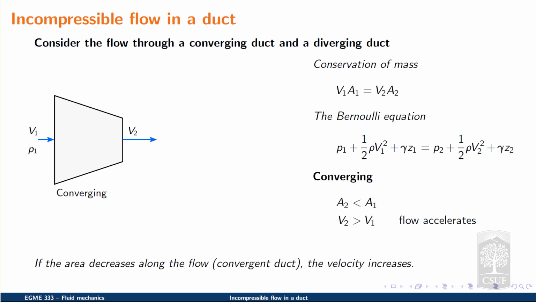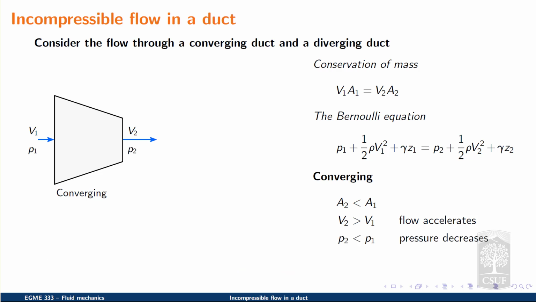To consider what happens to the pressure, we can utilize the Bernoulli equation. Because the flow accelerates in a converging duct, this leads to a decrease in the local static pressure, where as the flow accelerates, we have an increase in dynamic pressure, and consequently, for a horizontal flow, this leads to a decrease in the local pressure. So p sub 2 is less than p sub 1.